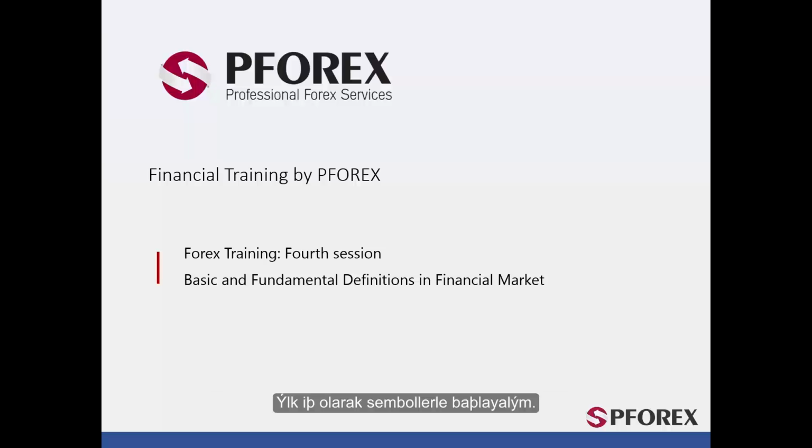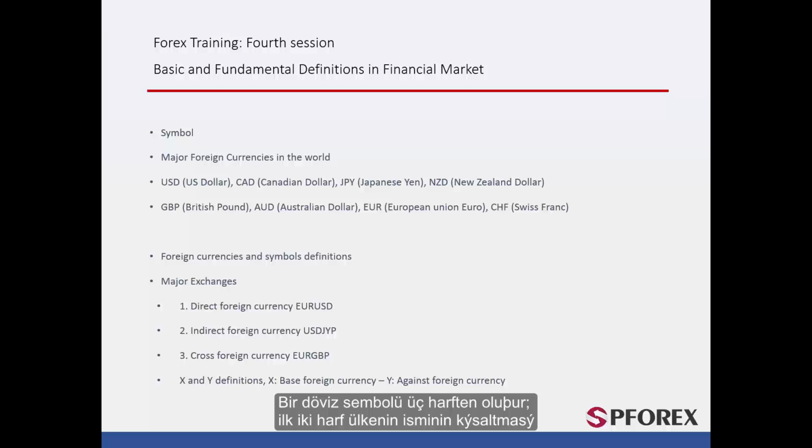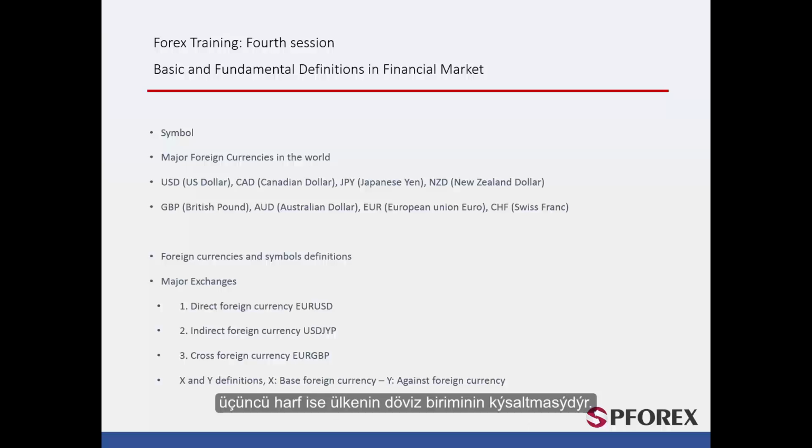We will start with symbols. A currency symbol consists of 3 letters, where the first 2 letters stand for the name of the country and the third letter for that country's currency.